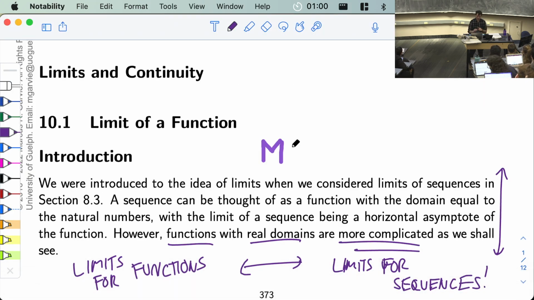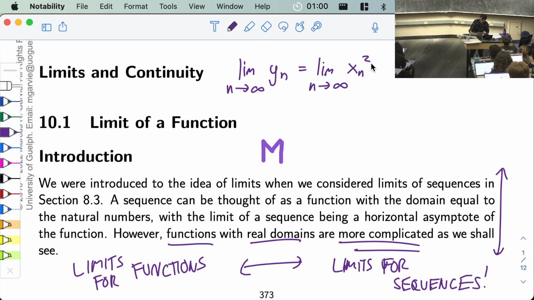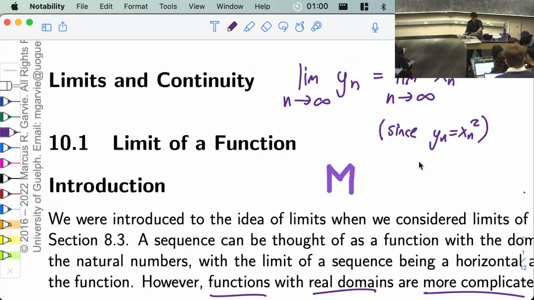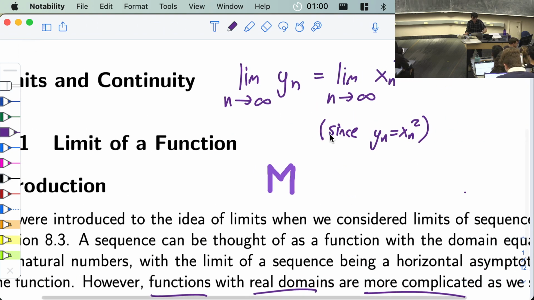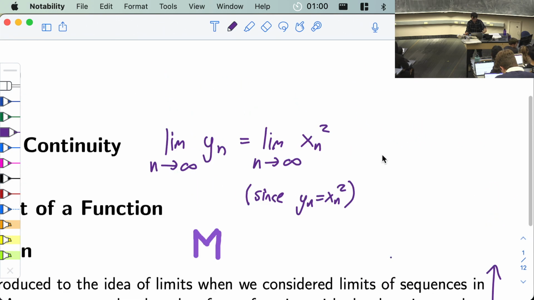Earlier in the course, we talked about these limits, right? We're doing the limit as n goes to infinity of yn. That's what we want to do. And in this case, the limit is the limit of xn squared, since yn equals xn squared. This is the problem that I gave you guys. Let me zoom in a bit here. OK, so we're doing the limit of xn squared.